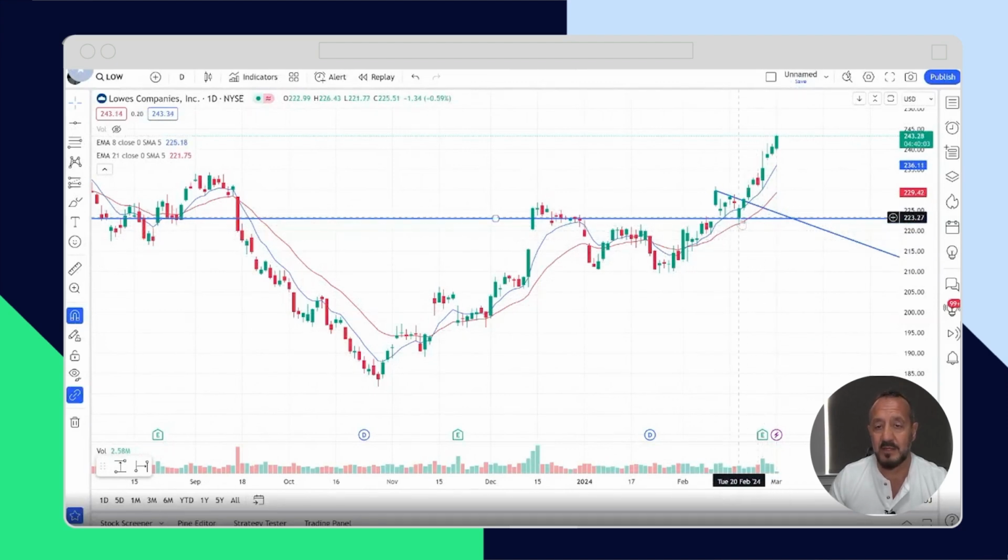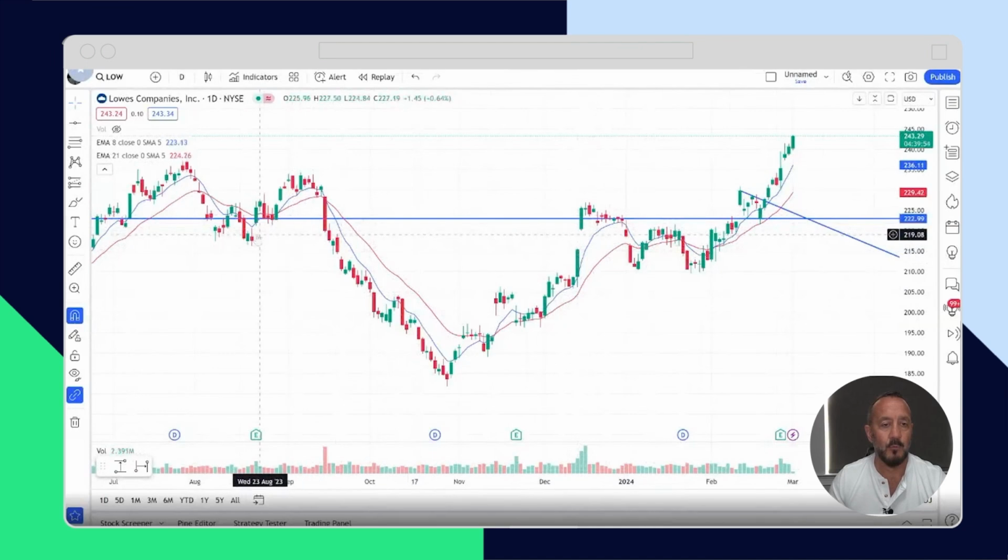So I'm going to place my stop below 222.99. It's below my significant level. It's below the rotation zone. And I'm going to place my stop below it as well. Now, a lot of people might look and say, well, what about this gap? Or what about this area here?